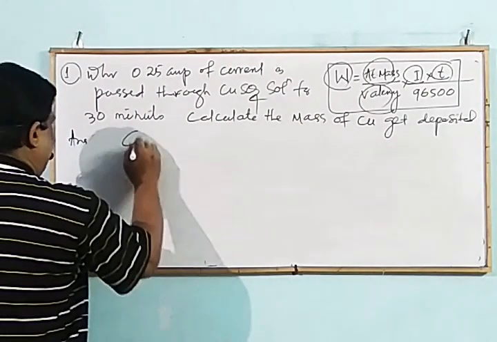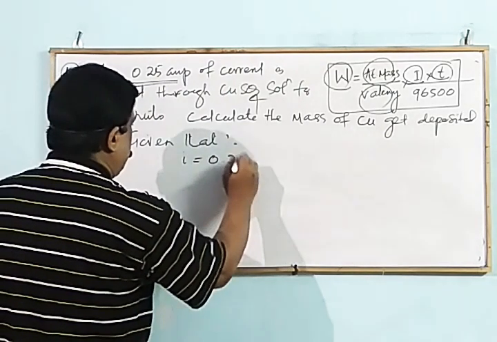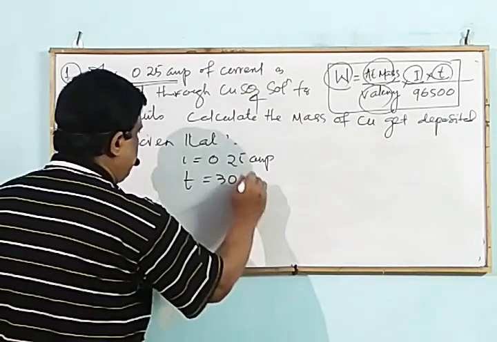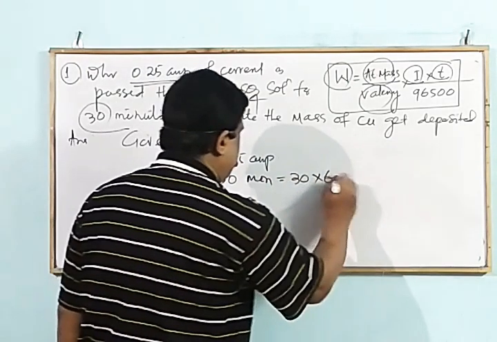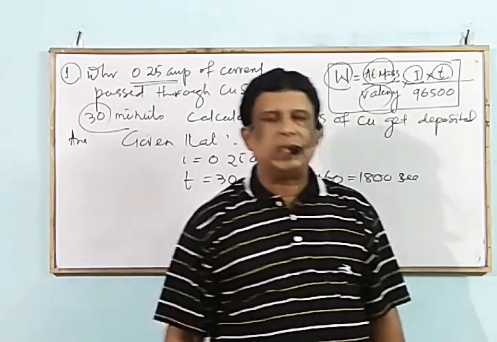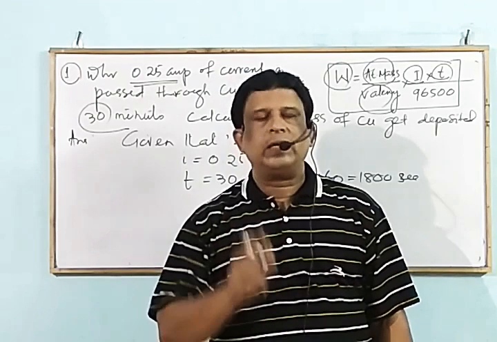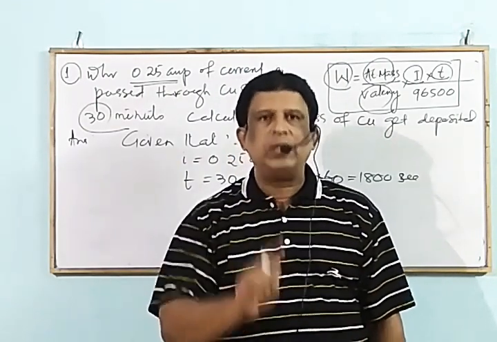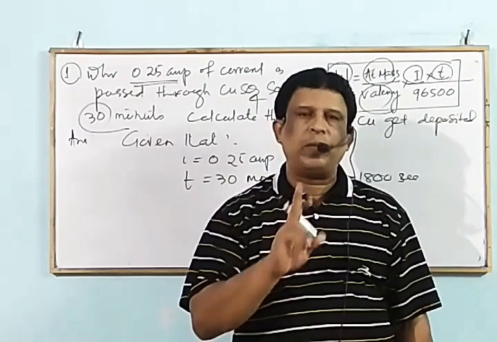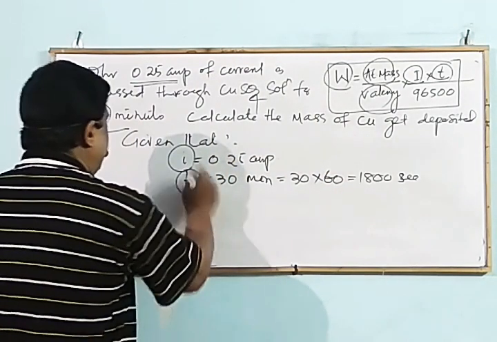Answer. What are the data given? I is equal to 0.25 ampere, given. It is passed for 30 minutes, so T is equal to 30 minutes, that is 30 into 60. One important thing is that only in electrochemistry, in Faraday's law, while solving the problem, the time may be in seconds, minutes, hours, days or years, whatever it may be. Our aim is to always convert the time into seconds. Remember that while solving Faraday's law problems in electrochemistry, time must be converted into seconds. So mark that: I given, T given.